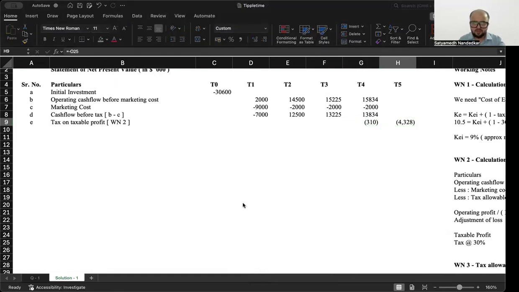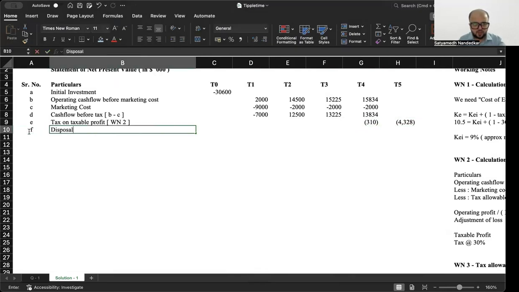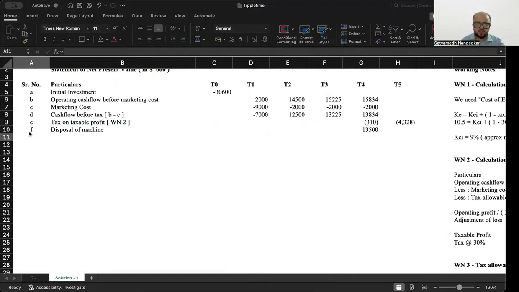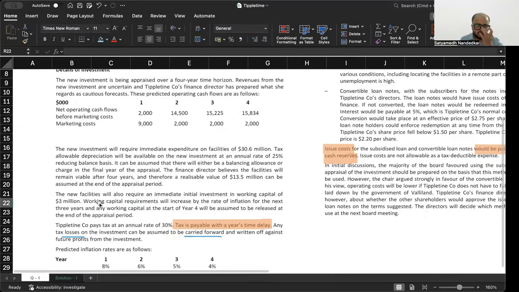Okay. So now we have the profit figures also for each of the years. Now, my machine is going to get disposed at the end of the project life. So disposal of machine is how much? 13,500 is the disposal of machine. Cool. Now, we have considered cash flows, marketing cost, initial expenditure, depreciation, or realizable value.